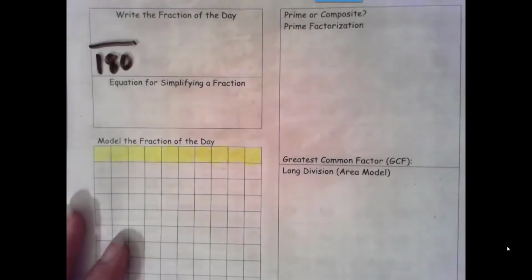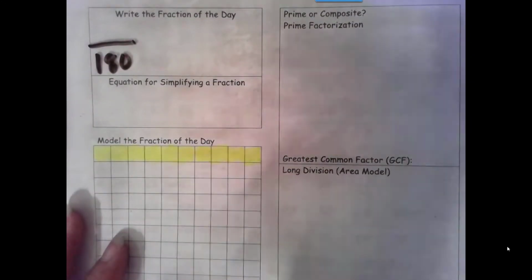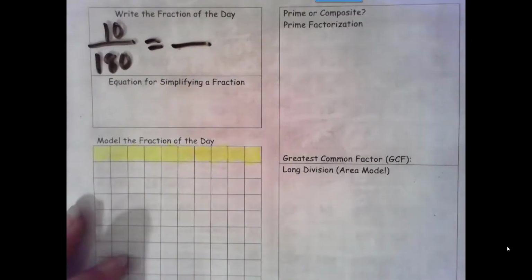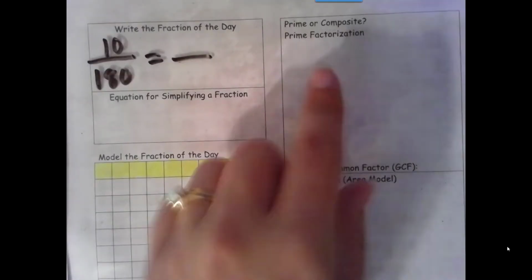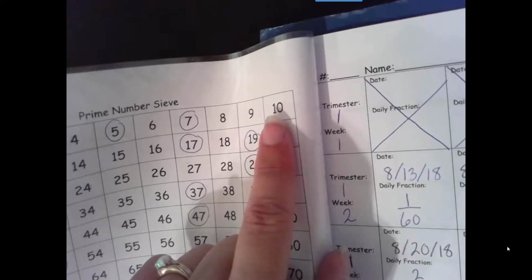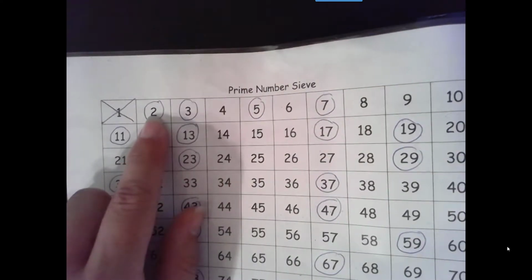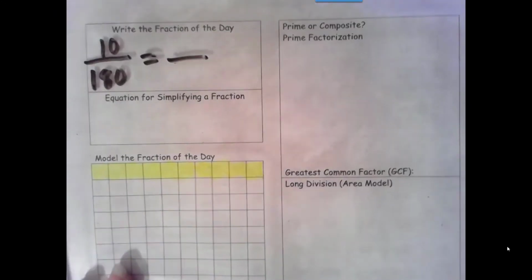Okay, our fraction to begin with is our denominator is the total amount of school days, which is 180, and we are on day 10. So we want to look at that numerator of 10 and ask, is it prime or composite? Well, 10 is not circled, so it is composite. Also, the only even number that's prime is 2, so any other even number will be composite.